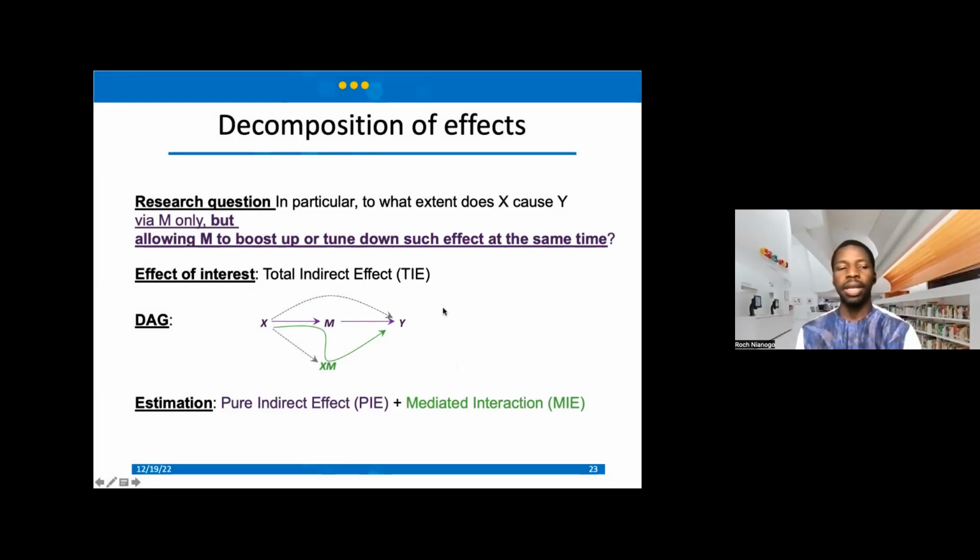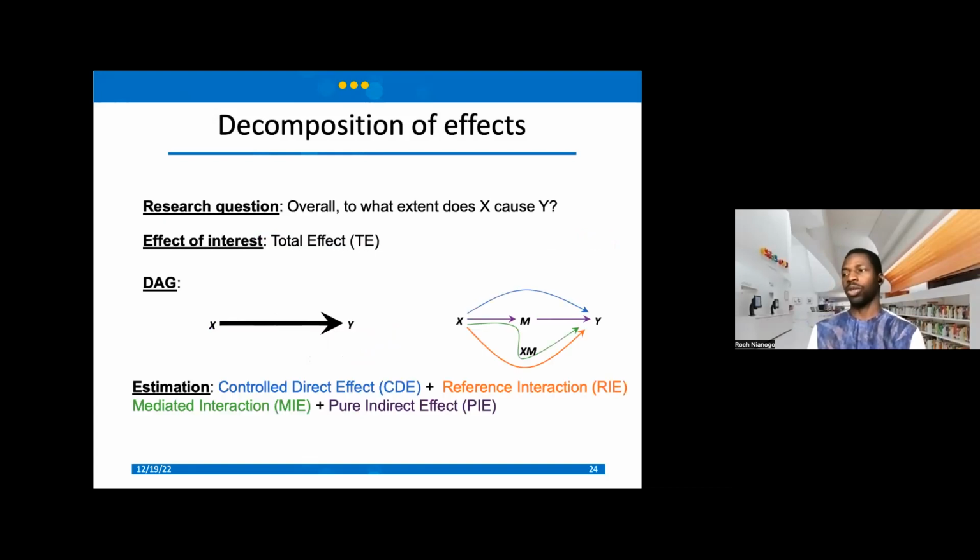So if you pause here, we can see that something interesting is happening: if there was no interaction, then a lot of these things will be equal to one another, right? If there's no XM relationship, then the PIE, or pure indirect effect, will be equal to the total indirect effect, right? So it's interesting, right? And so maybe we should have started here.